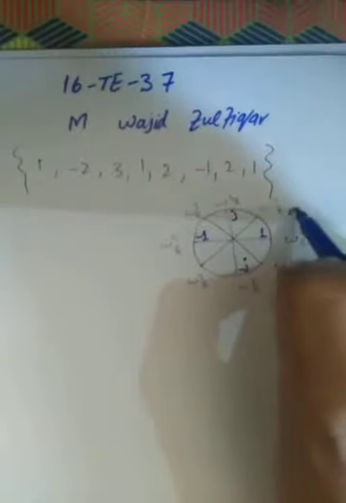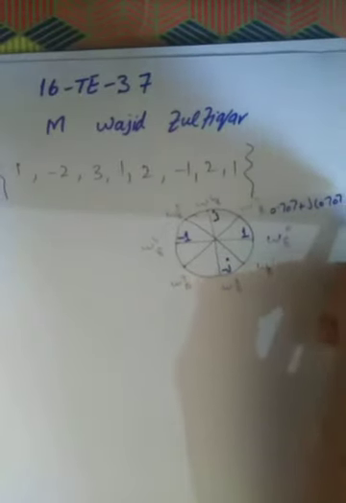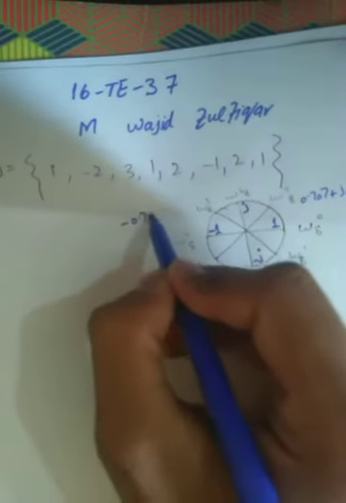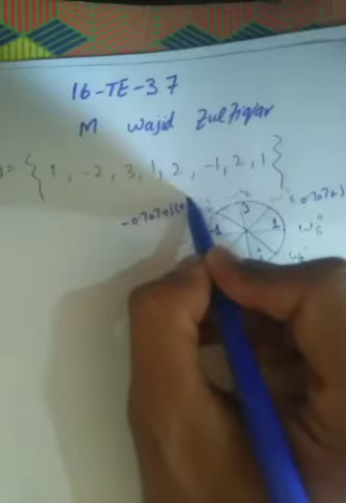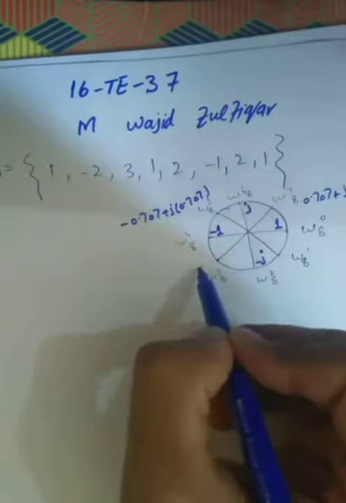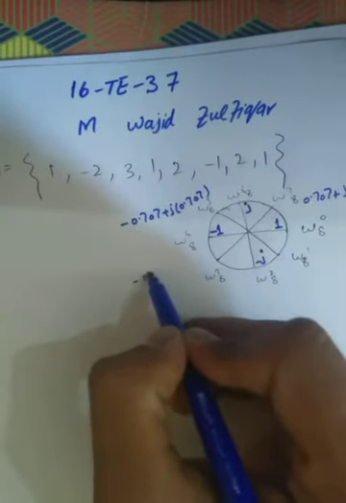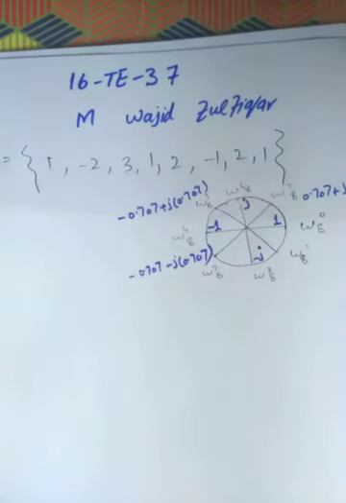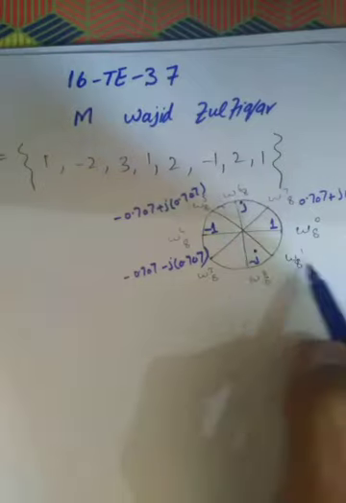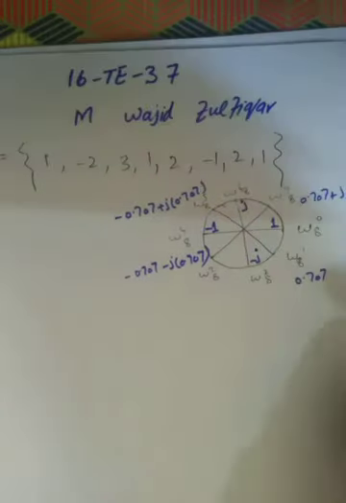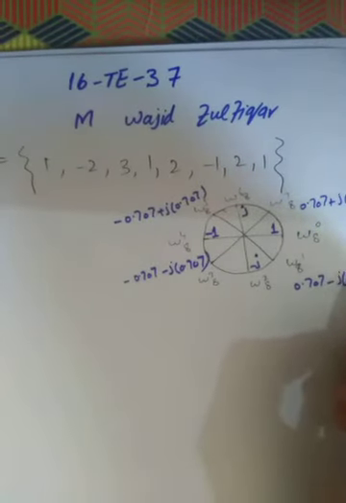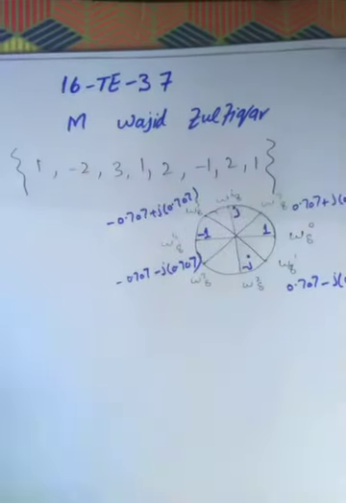At this point we have 0.707 plus J times 0.707. Here we have minus 0.707 plus J times 0.707. This will be the conjugate of this value: minus 0.707 minus J times 0.707. And here we have 0.707, which is the conjugate of W8^1, so 0.707 minus J times 0.707.